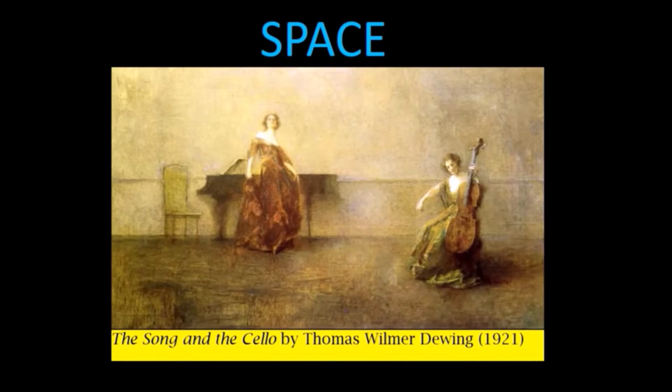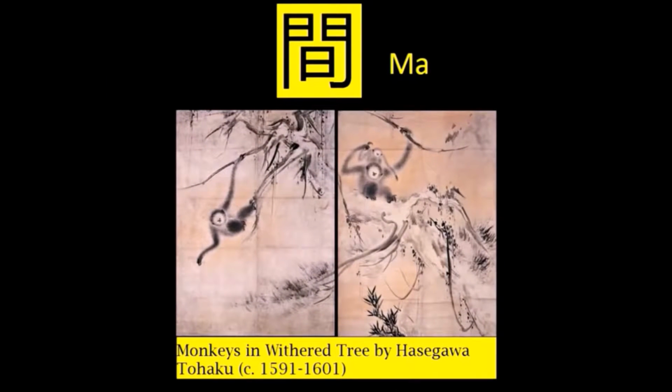Space is the area between and around objects. The space around objects is often called negative space. In Japanese art, the concept of ma indicates that space is not empty. Space also has shape and energy.